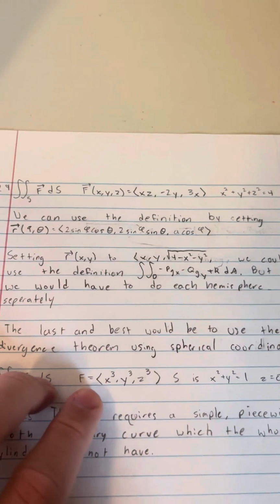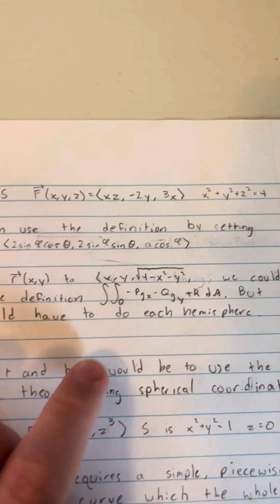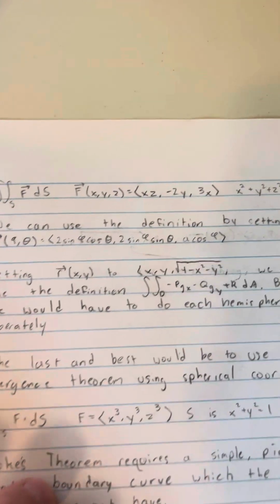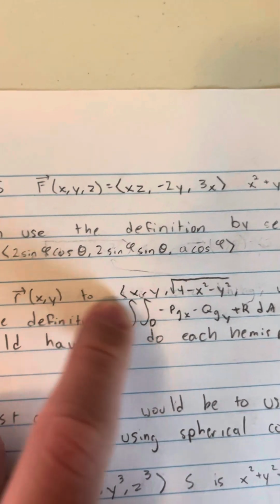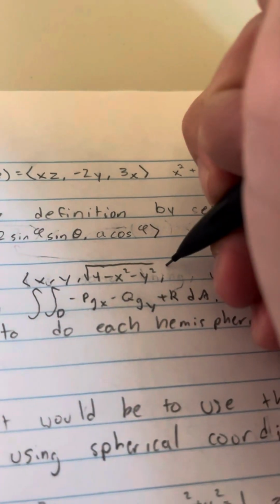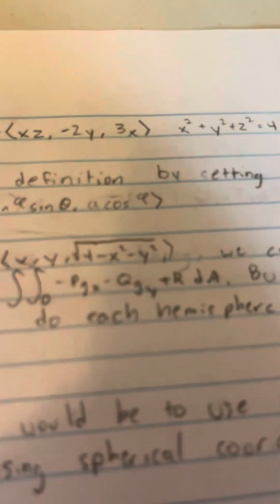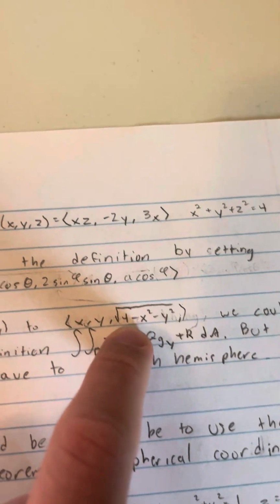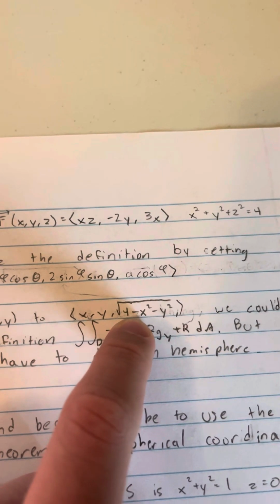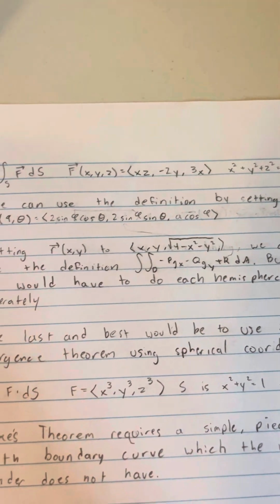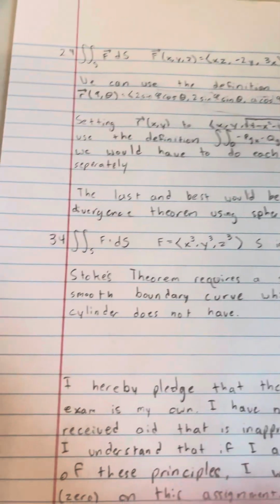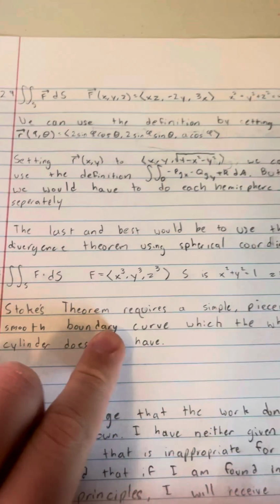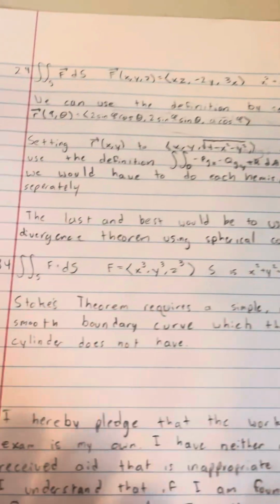This would also work, but you would have to do two integrals, one for the upper hemisphere and one for the lower hemisphere. This is because r(x, y) is equal to (x, y, square root of 4 minus x squared minus y squared), but you'd have to do the positive square root and the negative square root, so you'd have to do each hemisphere separately. Best thing to use here would be the divergence theorem. You'd have to use spherical coordinates though.